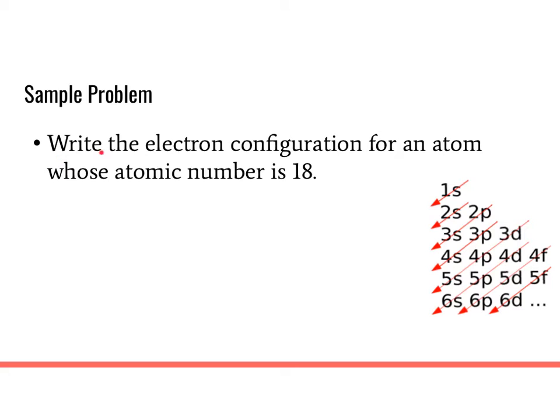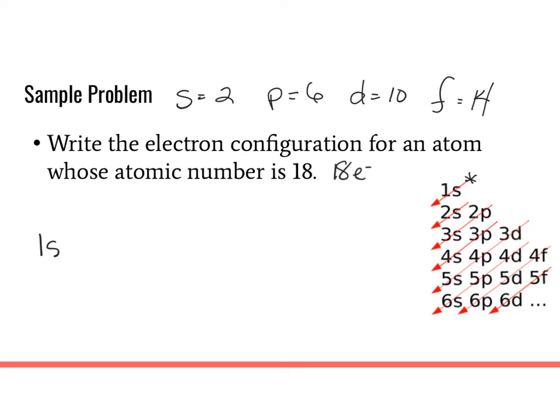All right, everyone. So what we're going to do here is we're going to do a sample problem where we're going to write out the electron configuration for an atom whose atomic number is 18, okay? So if the atomic number is 18, we also know that in this case we have 18 electrons that we have to fill. We know that in every s orbital we can fit 2, p's can fit 6, d can fit 10, and f can fit 14. And we're always going to start in the same spot, so we're going to start with the 1s.